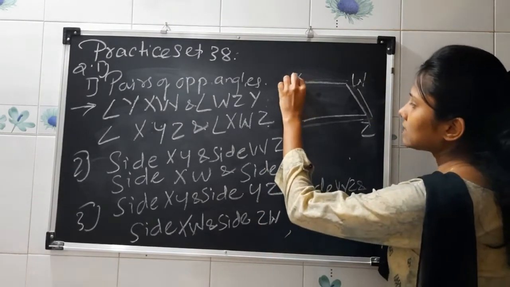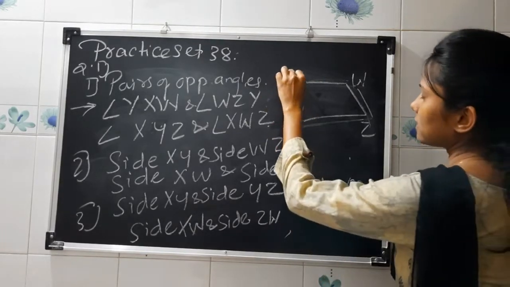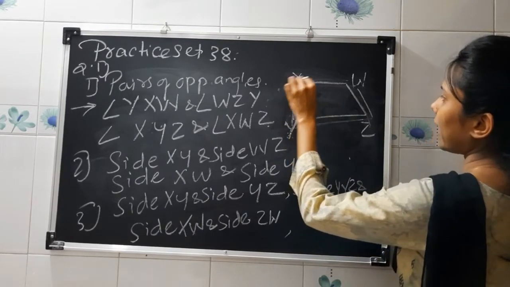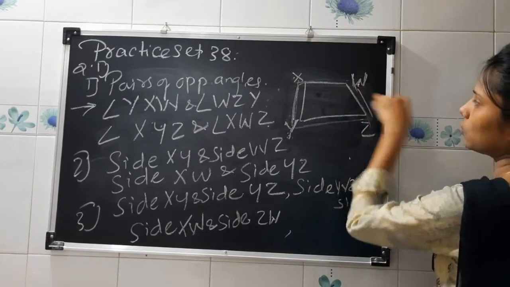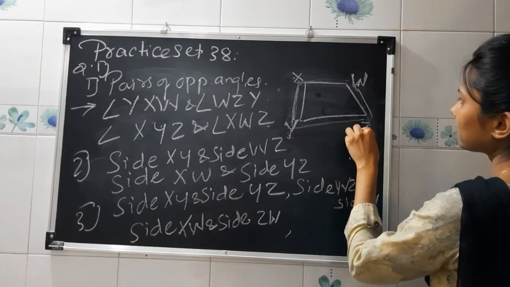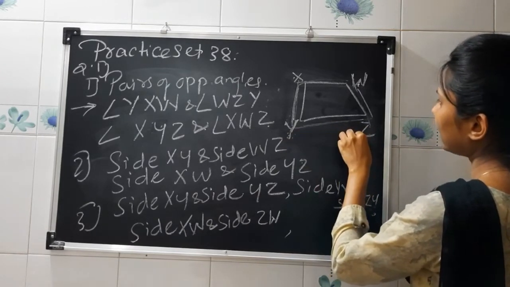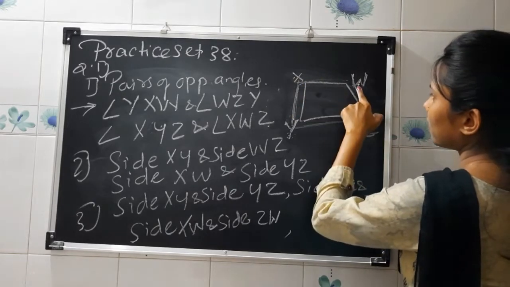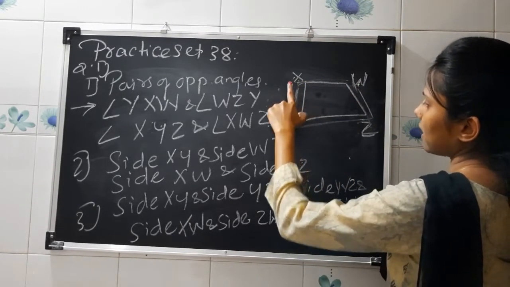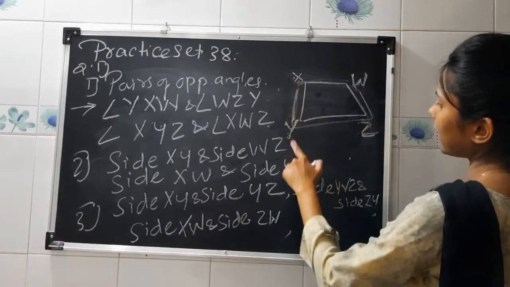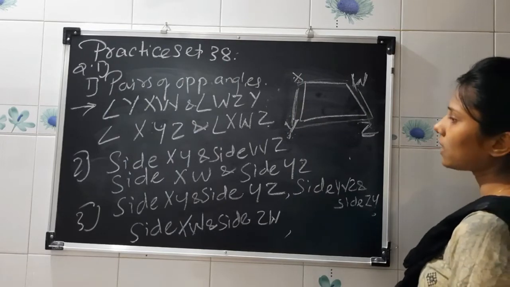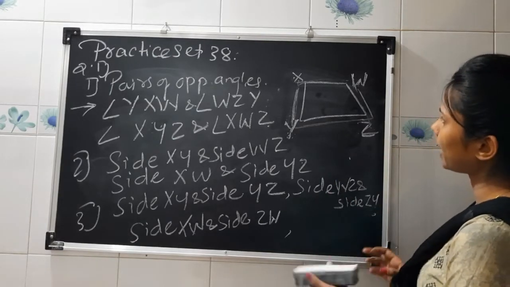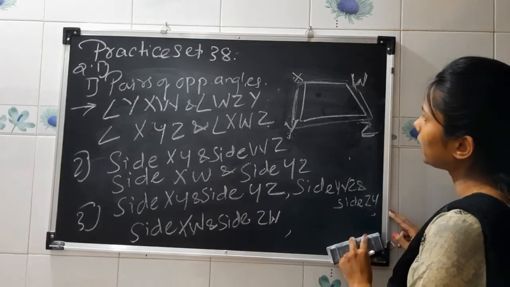Adjacent sides means these sides have a common vertex. Now see, sides XY and YZ have common vertex Y. Similarly, sides XW and ZW have common vertex W. Again, sides YZ and WZ have common vertex Z. WX and YX have common vertex X. So you can write the pairs of adjacent sides in this way.